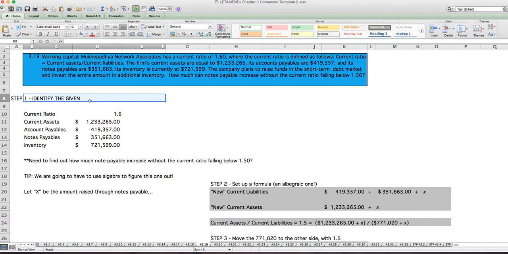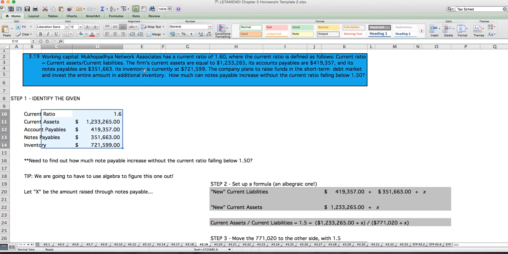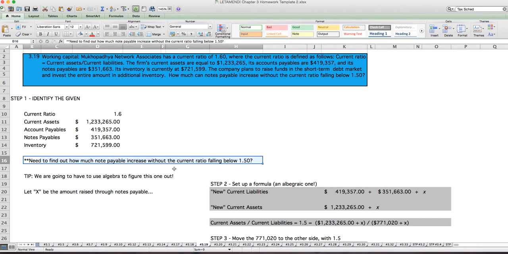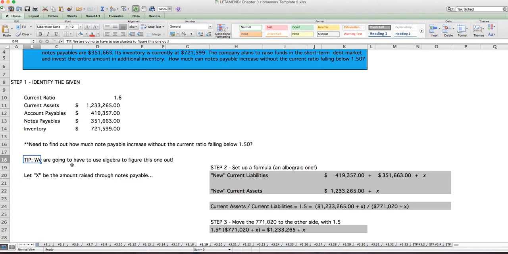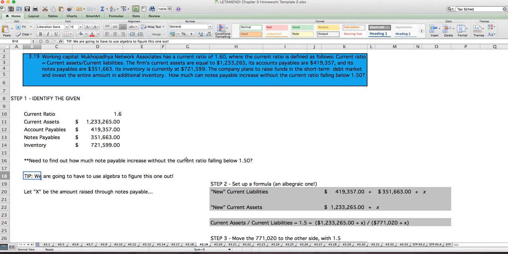So the first step again is identify the given. This is all the information that we've untangled from here. And what we need to do is find out how much notes payable can increase without the current ratio falling below 1.50. And if you read the chapter, you'll understand what the formula is for the current ratio, which is the current assets over the current liabilities. All right. A tip that I can give you is that we're going to have to use algebra to figure this one out. This is the easy way that I've determined how to do it. I couldn't figure out an easy way to do it in Excel, but if you want to try it, you're more than welcome to do it.